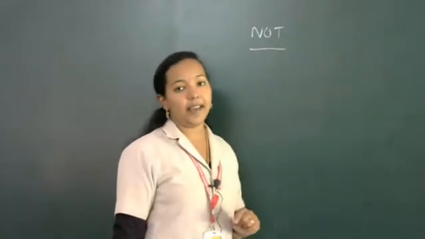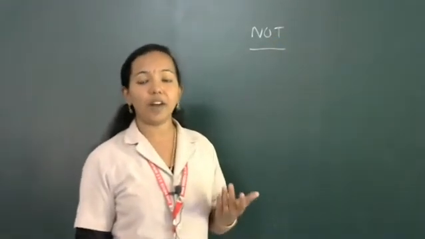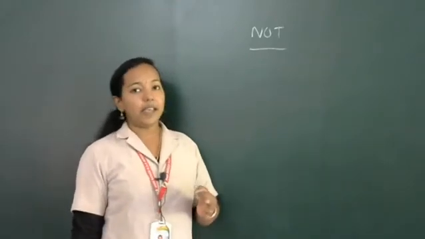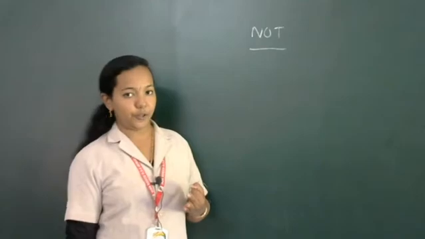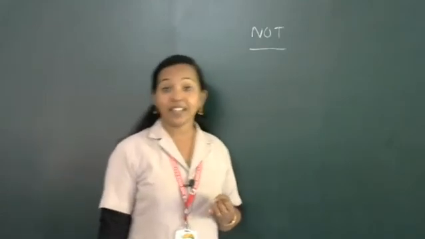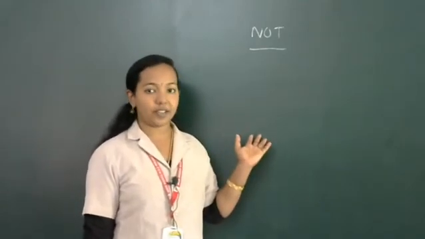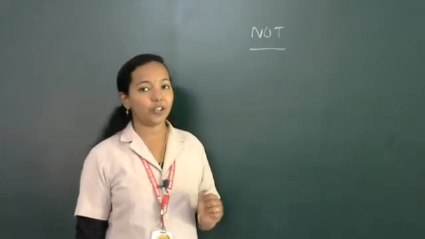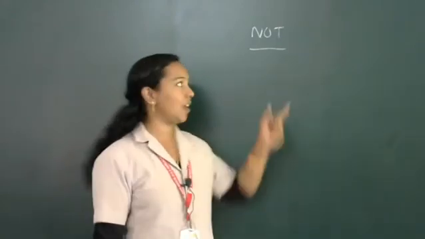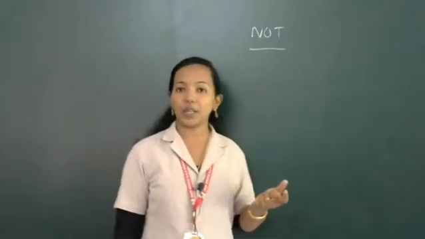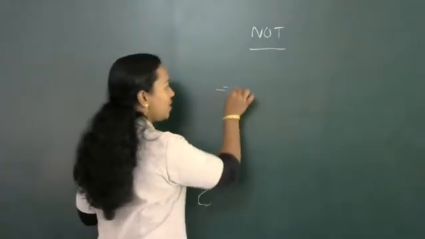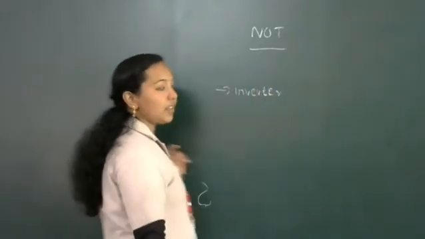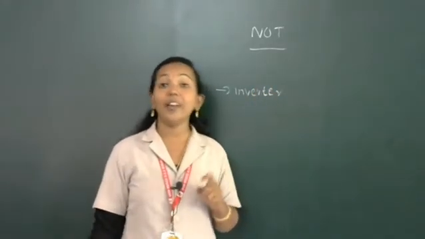NOT gate or NOT operation. What is meant by the NOT operation? There are three basic gates available in Boolean algebra: OR gate, AND gate and NOT gate. OR gate is for logical addition, AND gate for logical multiplication, and the last one is the NOT gate. The NOT gate is also known as an inverter.